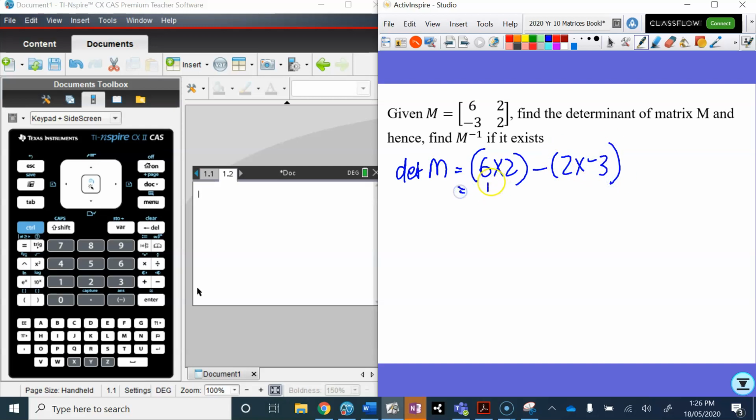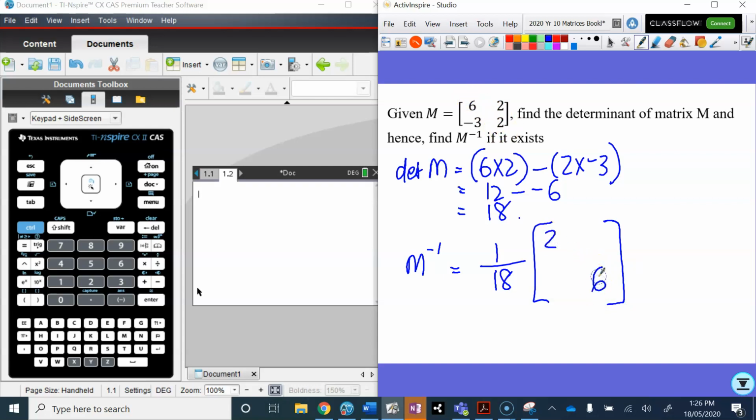So when I calculate that, 12 take away negative 6, or 12 plus 6, is 18. So the determinant of this matrix is 18. So once I know what the determinant is, I can then calculate the inverse. So using the formula from my first page, 1 over the determinant, and then within my 2 by 2 matrix, my A and D elements swap positions, and my B and C elements stay where they are, but they change signs.